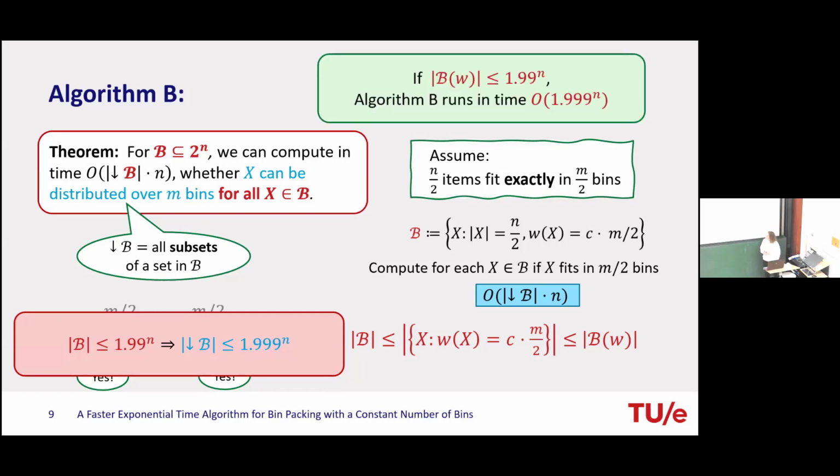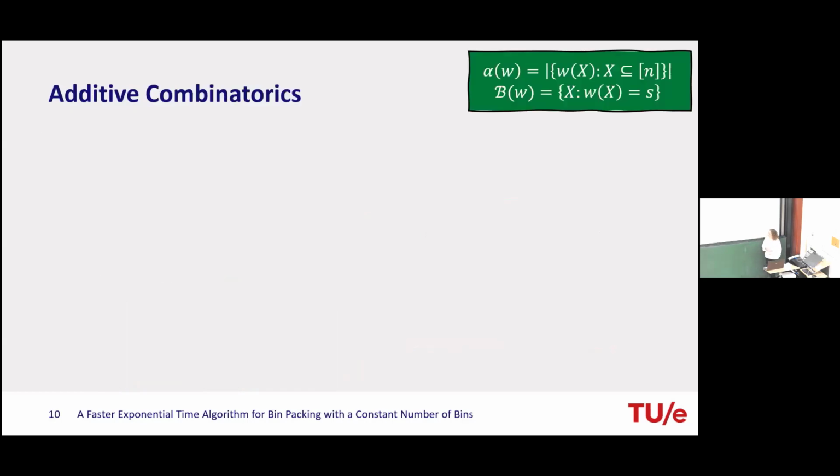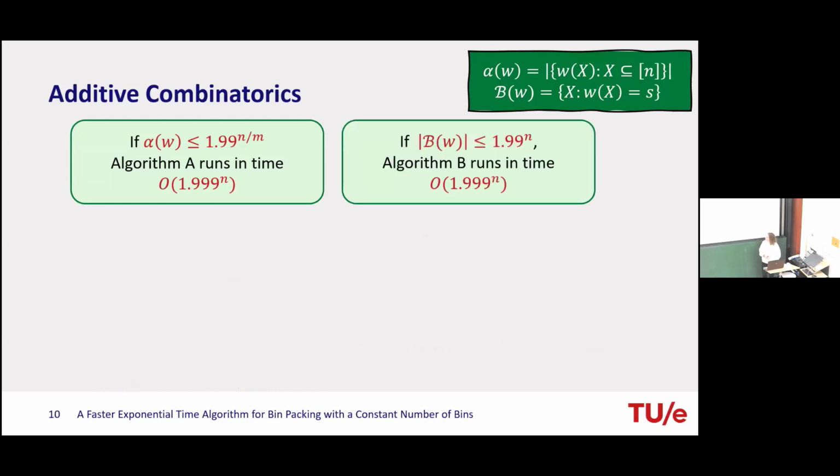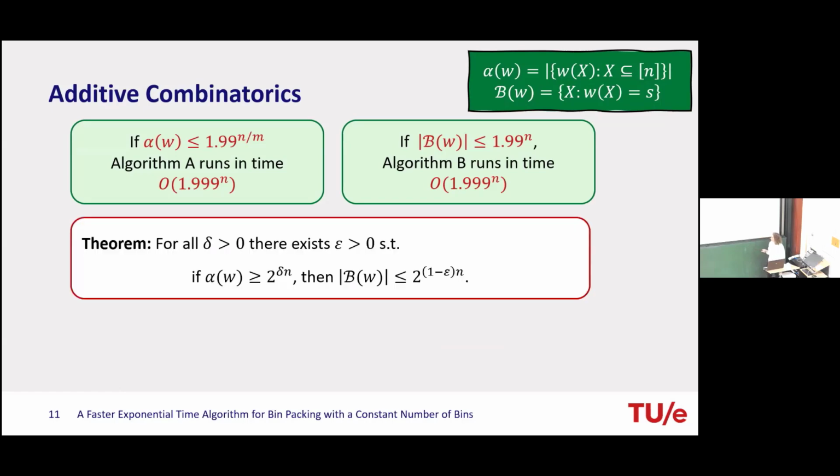So in this case, we also conclude that if V of W is smaller, then again we get a fast enough algorithm. Just to conclude, we have these two algorithms, and both of them run fast enough if we have alpha of W being small enough and V of W being small enough. And now we still have to prove that indeed one of these cases is true.